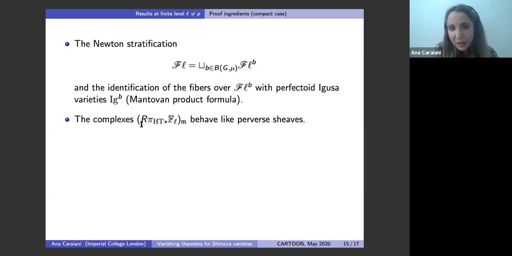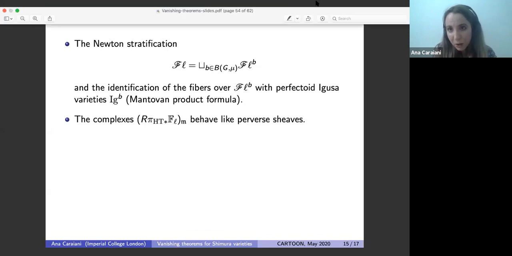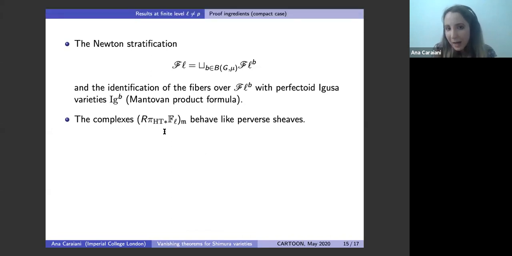Another ingredient is that in some sense, if you take your coefficient sheaf, which might as well just be the constant coefficients FL with L naught P, and you push it forward under the Hodge-Tate period domain, and you have a Hecke action, so you could even localize at a particular system of Hecke eigenvalues, then what you get behaves in some sense like a perverse sheaf.